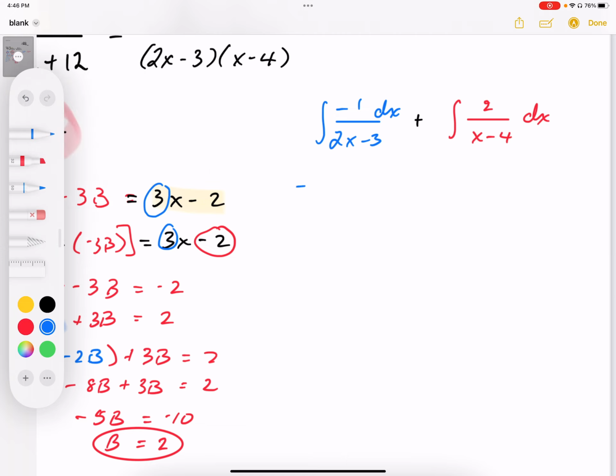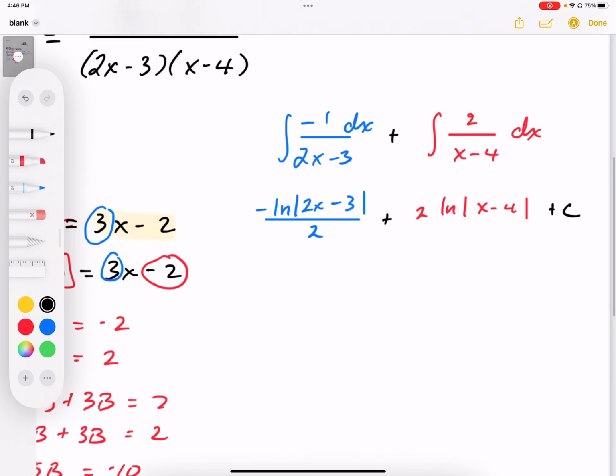Okay, so then I can just go ahead and integrate these expressions. I'm going to end up with negative 1 log of 2x minus 3. Make sure that I divide by that coefficient of 2, plus 2 log of x minus 4, and then my plus C. Okay, so there's my solution. There's an integral to that expression.